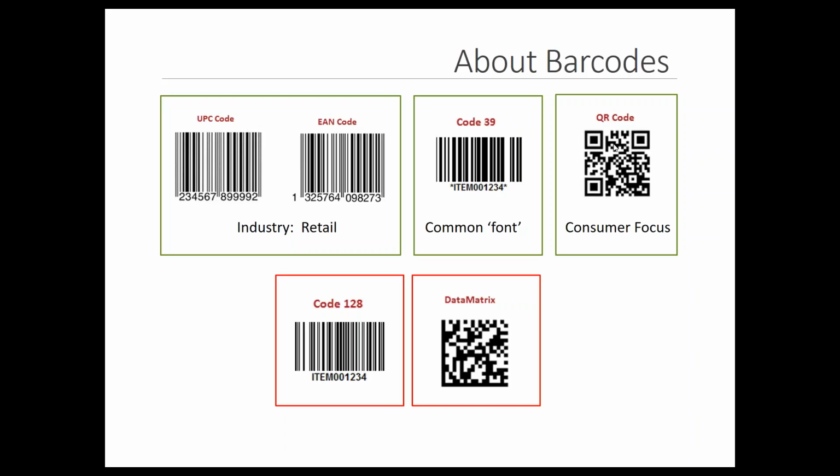The next one over is a QR code. It's basically a 2D, two-dimensional barcode versus a 1D, which is the first three that are on the top row there. And a QR code is very consumer focused, and we get a lot of people saying they're going to use QR codes for their inventory. QR code is really designed for a consumer.